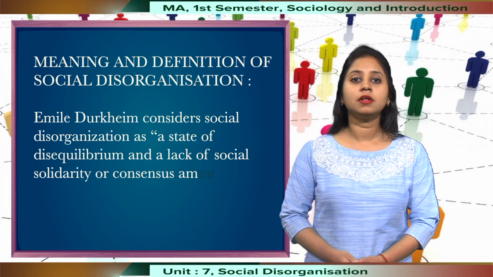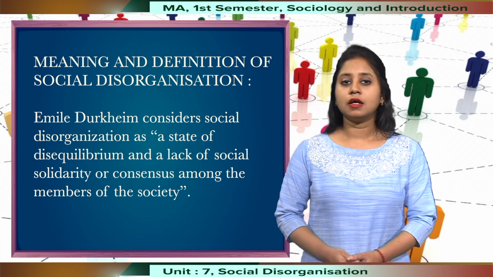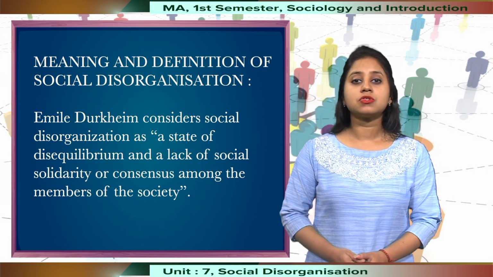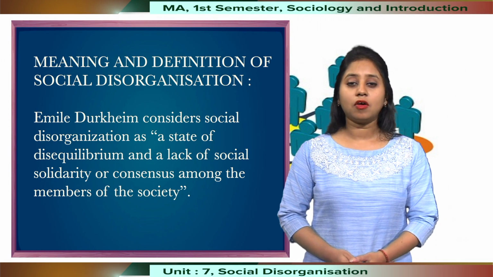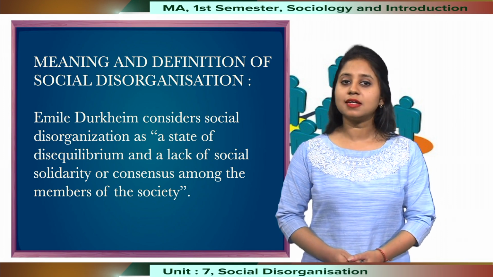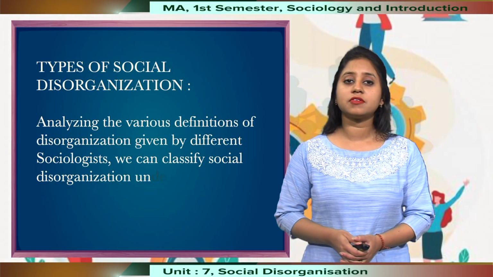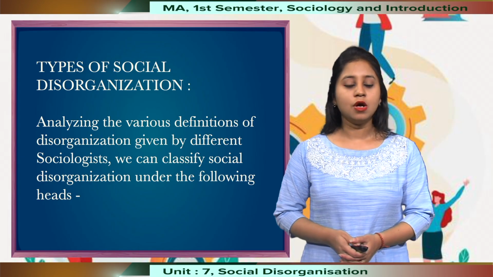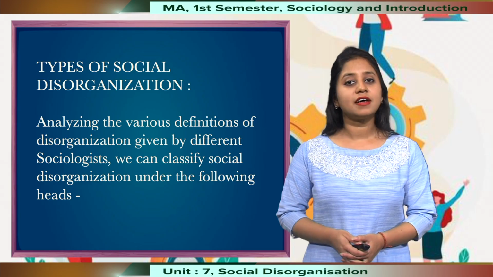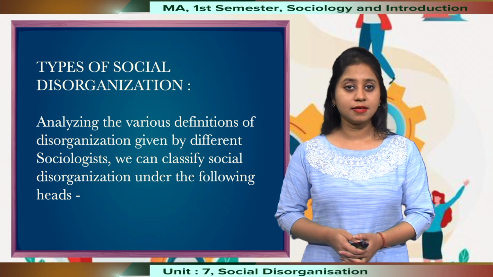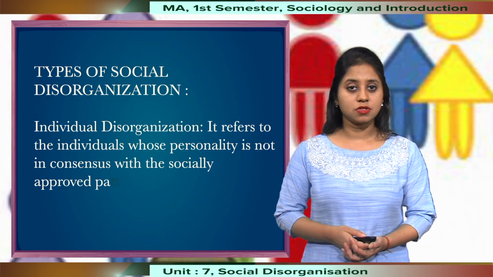Now, first of all, let us try to know the meaning of social disorganization. Emile Durkheim considers social disorganization as a state of disequilibrium and a lack of social solidarity or consensus among the members of a society. Now, let us discuss the different types of social disorganization. By analyzing the different definitions given by different sociologists, we can classify social disorganization under the following heads. First of all, individual disorganization.